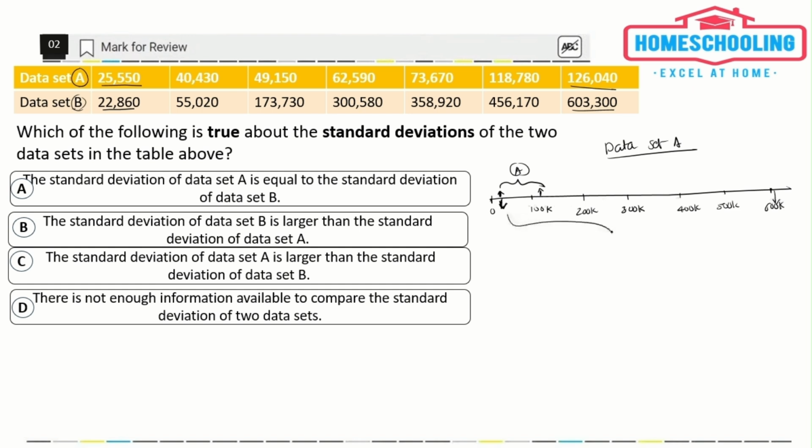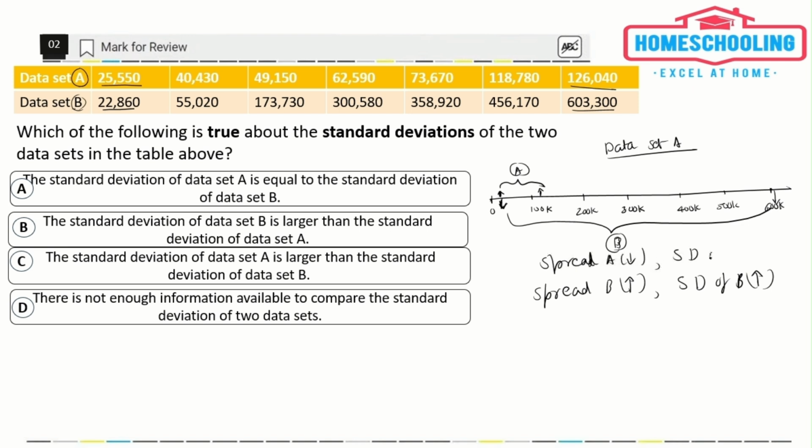So as we can see, the spread of data set B is far larger than data set A. As we know, if the spread of B is greater, that means the standard deviation of B will also be greater than A. And you can say that the spread of A is smaller, hence the standard deviation of A would be less.